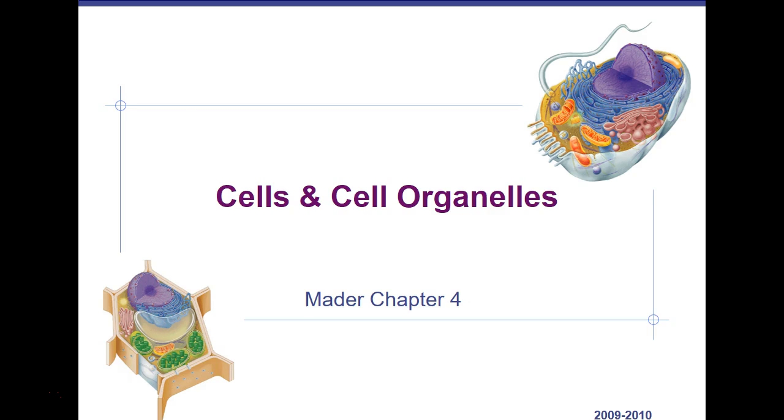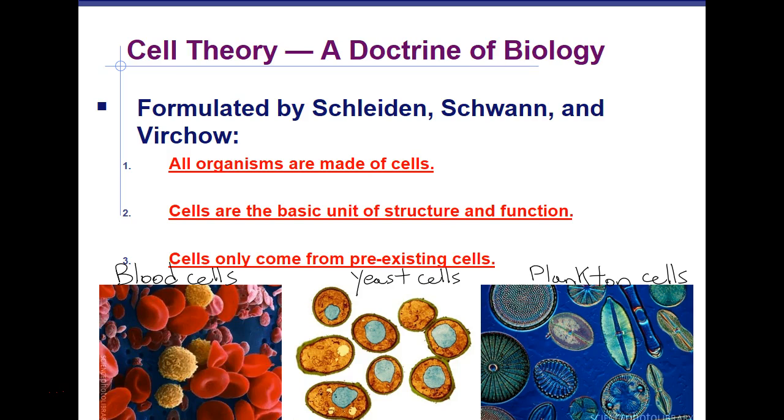This is part 1 of a screencast on cells and cell organelles doing life's work. So let's start with the basics of cell theory. This was formulated in the late 1800s into the early 1900s, and it says basically three things.